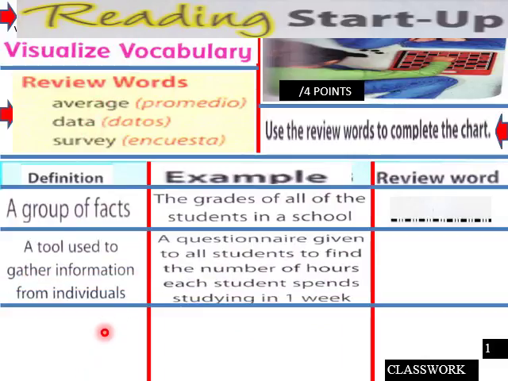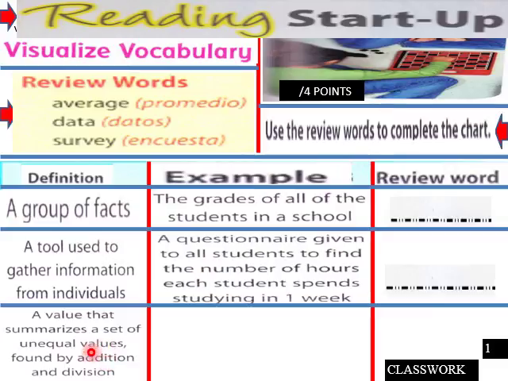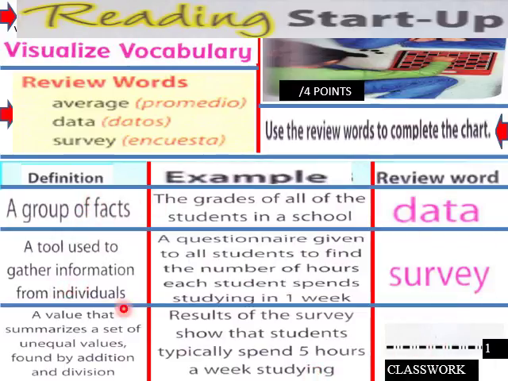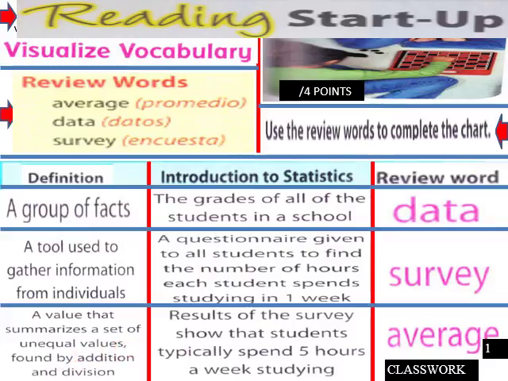A tool used to gather information from individuals. A questionnaire given to all students to find the number of hours each student spends studying in 1 week. And then here is your review word there. And then a value that summarizes a set of unequal values found by addition and division. Results of the survey show that students typically spend 5 hours a week studying. And then what's that word? So data is up here, a group of facts. Survey, a tool used. And then average is a value that summarizes a set of unequal values.